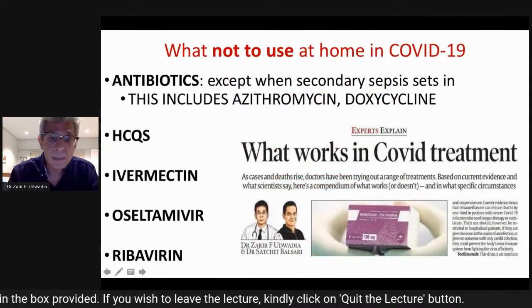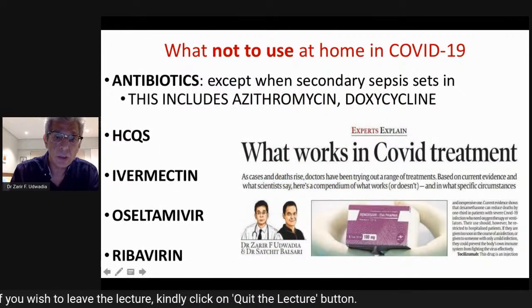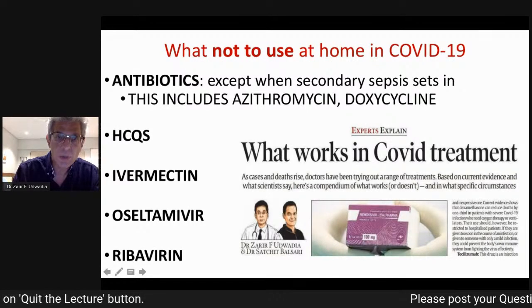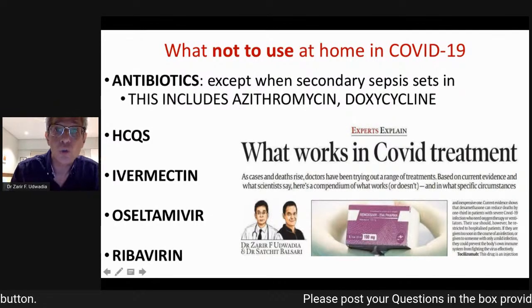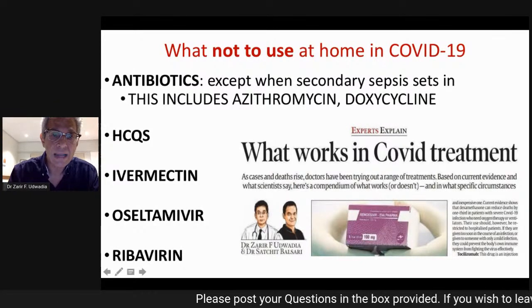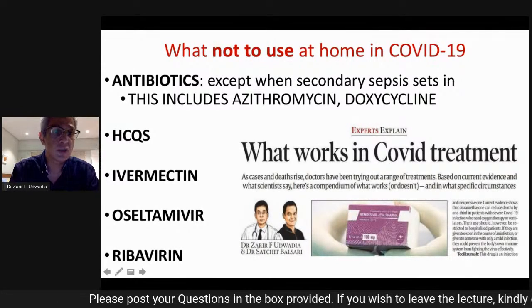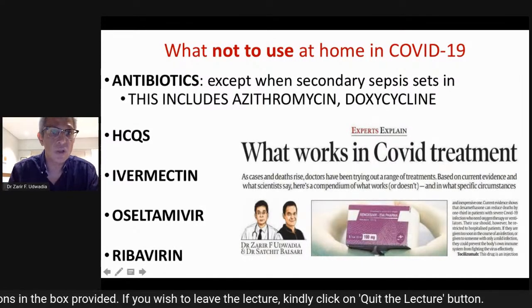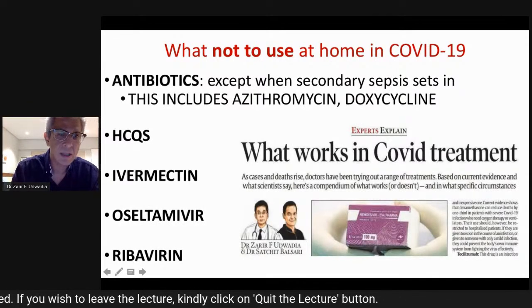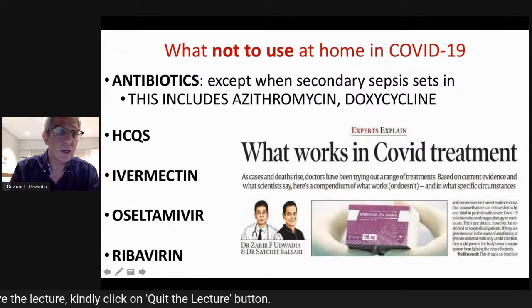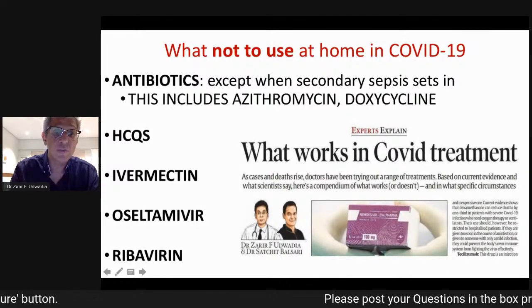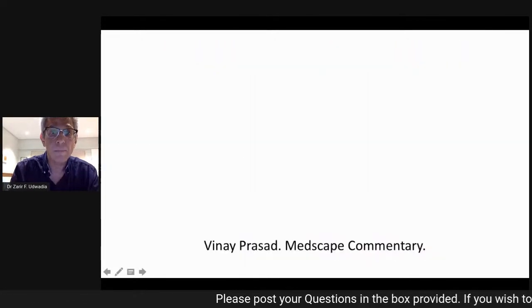But along with a very bright colleague from Harvard called Sachit Balsari, we wrote this in the Indian Express, I think it was, what not to use at home in COVID-19. And I'd like to plaster this across the posters of Bombay. We said, don't use antibiotics, except, of course, in a very sick patient who's septic in the 3rd week of illness. Don't use HCQS, ivermectin, or oseltamivir, which is a drug used for influenza, and ribavirin.